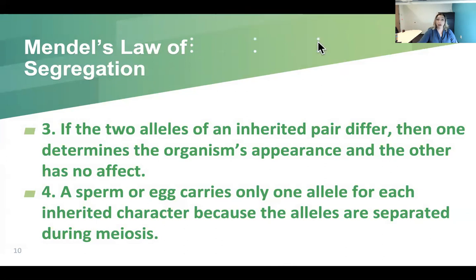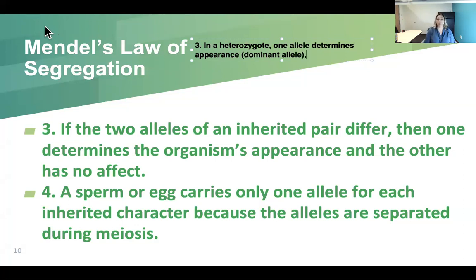So the third statement here: if two alleles of an inherited pair differ, then one determines the organism's appearance and the other has no effect. This is just talking about dominant versus recessive alleles. In a heterozygote, that's what he means by if the alleles differ. In a heterozygote, one allele determines appearance, or phenotype. And this is what we refer to as the dominant allele, even though Mendel didn't put that in his law.